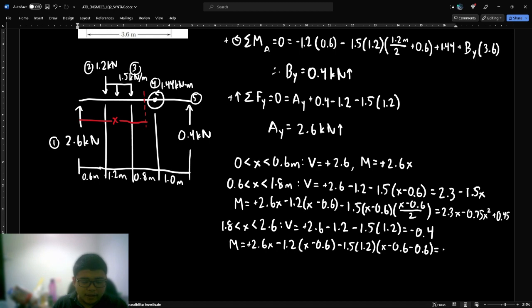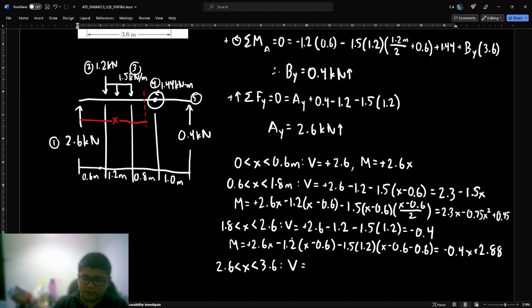So simplifying this, we would get negative 0.4x plus 2.88. Once again, we can verify this by getting the derivative, and since it's equal to our shear equation, we have a correct answer. Then our last configuration is 2.6 to 3.6.